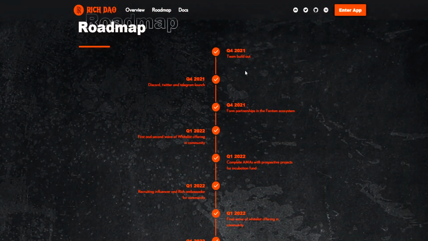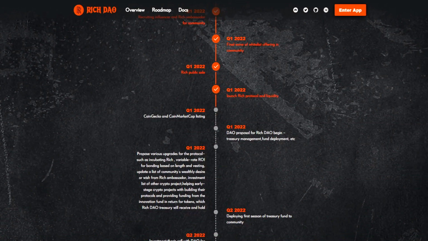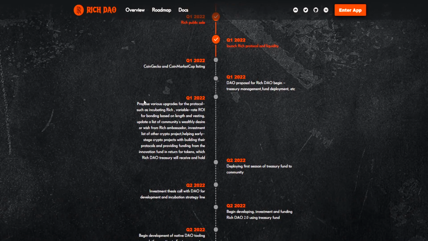This is their roadmap. You can see they have completed a good portion of it. Even Q1 is almost completed. So all these things have been completed: Rich public sale, Rich launch, Rich protocol liquidity, and now they're going to go for the CoinMarketCap listing, and then DAO proposal for Rich, DAO begin, treasury management, fund deployment, etc.